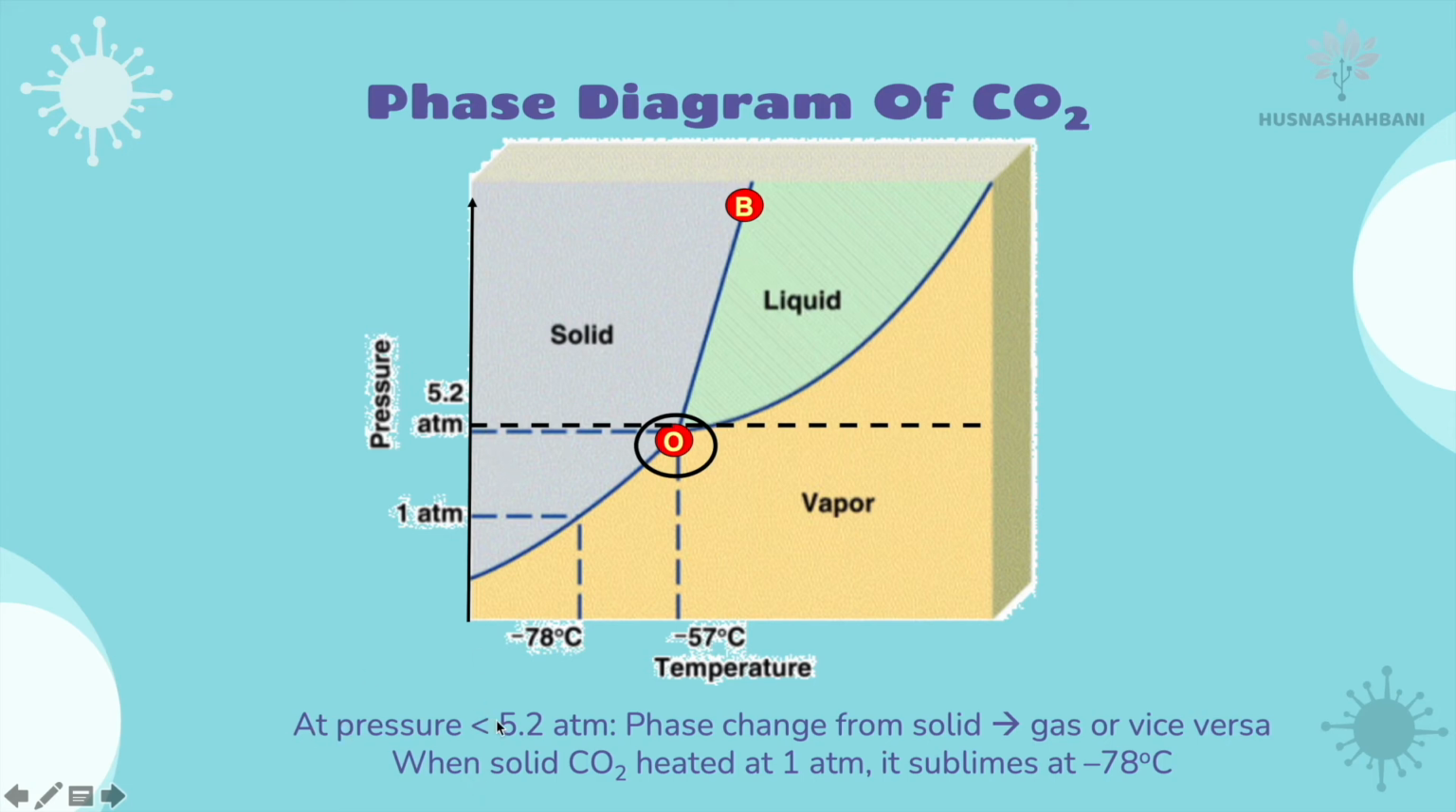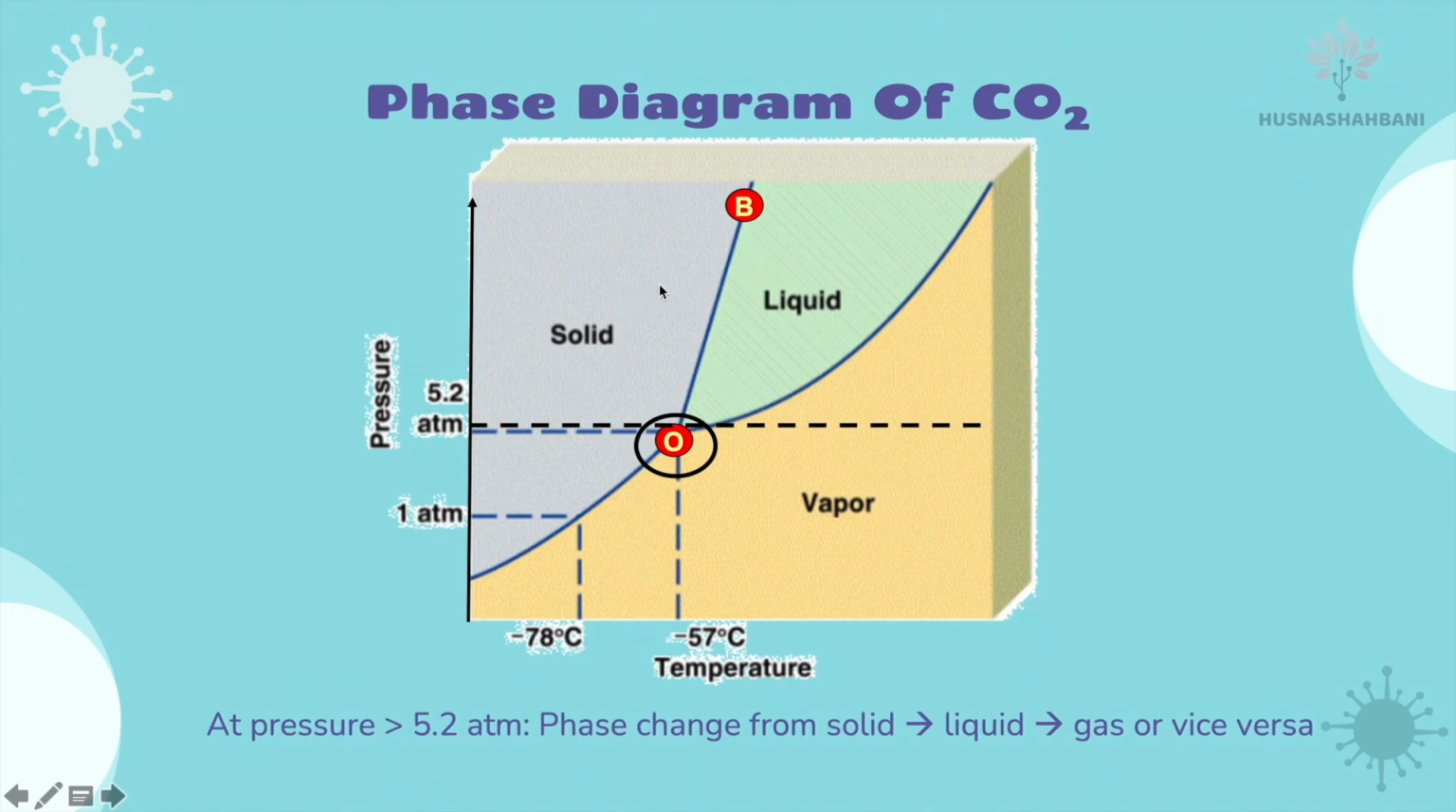At pressure below 5.2 atmospheric pressure, anywhere below 5.2 atmospheric pressure, phase change can occur from solid to gas, or from gas to solid, but not liquid, because for liquid it needs to be more than 5.2 atmospheric pressure. So when solid carbon dioxide is heated at 1 atm, it sublimes at negative 78 degrees Celsius.